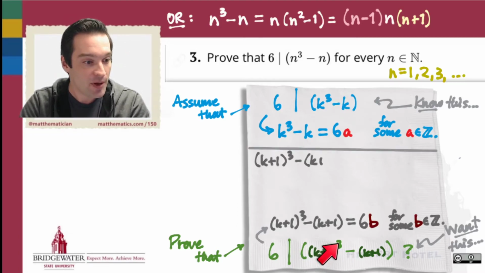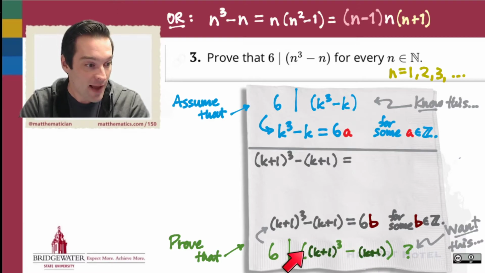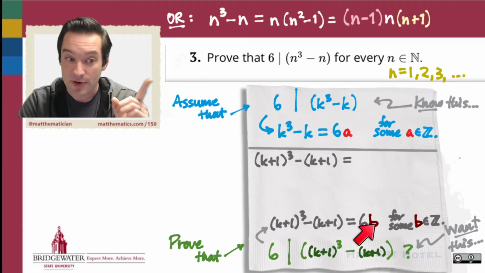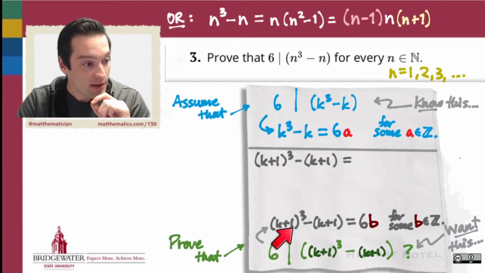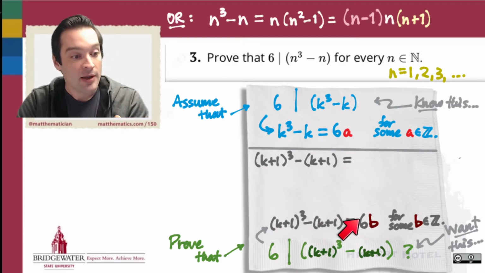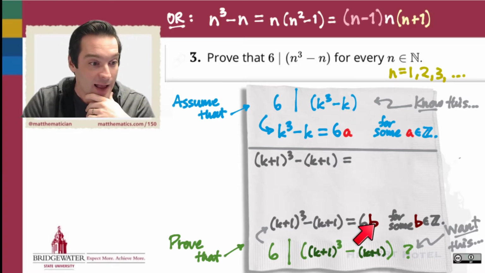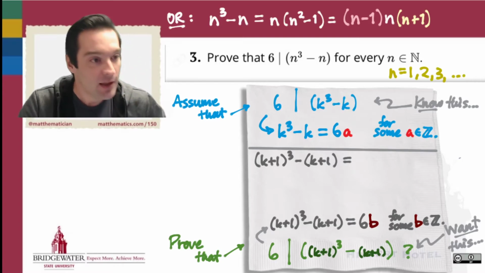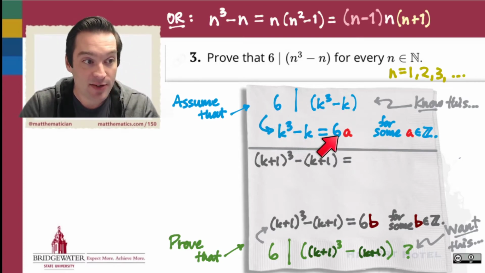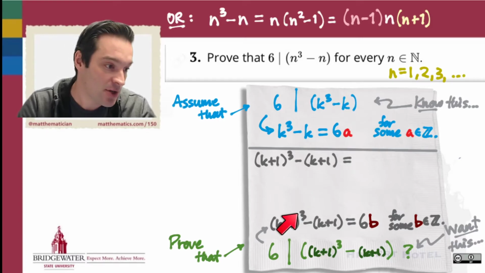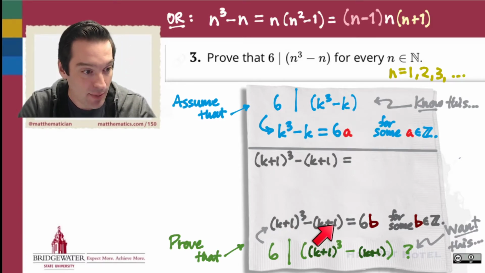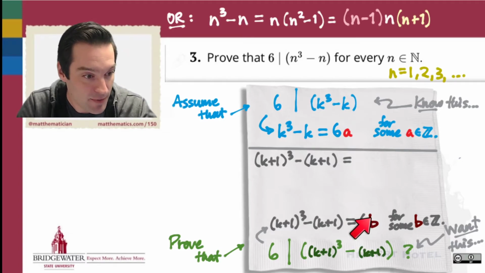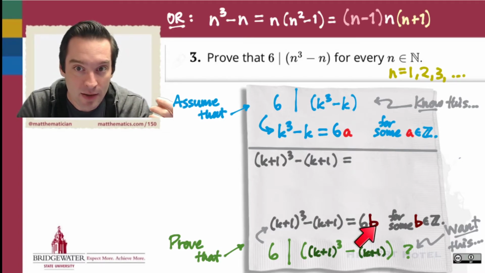(k+1)^3 minus (k+1), if we want to show that that's a multiple of 6, then we need to show that there exists an integer, which we should give a different name here, call it b, such that (k+1)^3 minus quantity (k+1) is equal to 6 times b. And so the real question for us now is, what's b? If I know for sure that k^3 minus k is 6 times an integer, how do I show that as a result (k+1)^3 minus (k+1) is 6 times some potentially other integer? So if we can find this b, then we're going to be done.